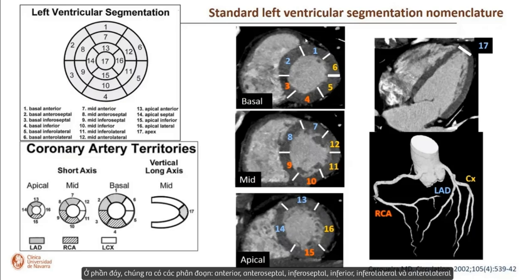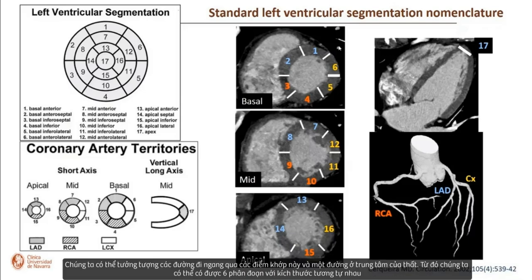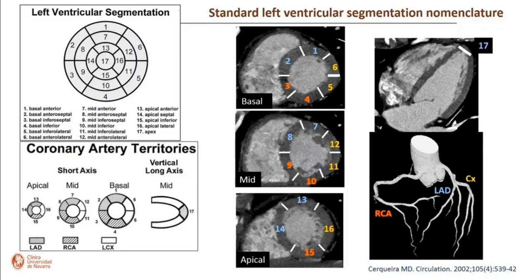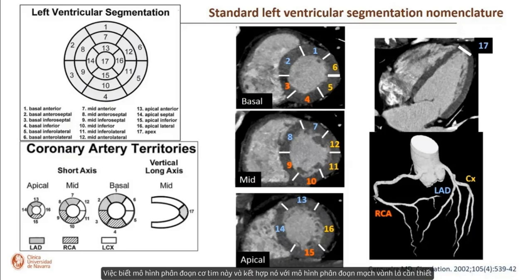and anterolateral segments. These are divided by the hinge points of the ventricles. Here you've got the anterior and the inferior hinge points. So you think of a line crossing that, and then on the center of the ventricle, this is how you acquire 6 segments which are generally equal in size. And it's important to know this myocardial segment model and to match it with the coronary segment model.